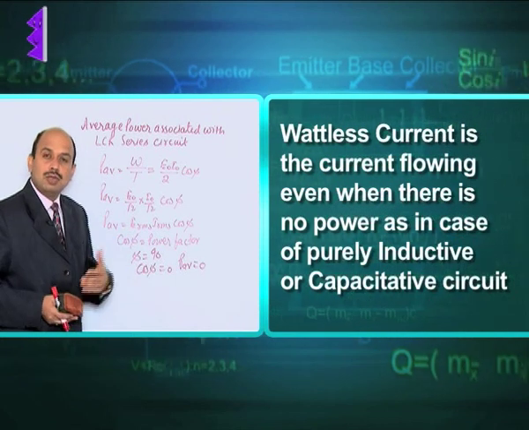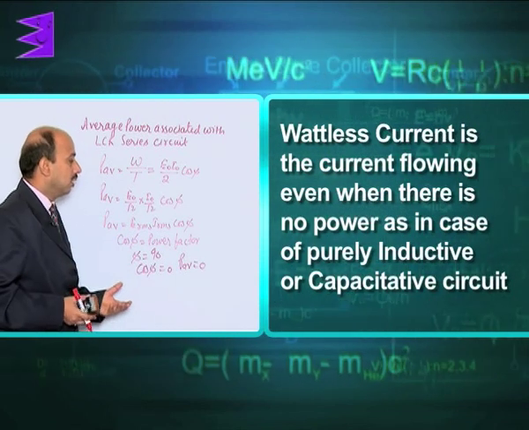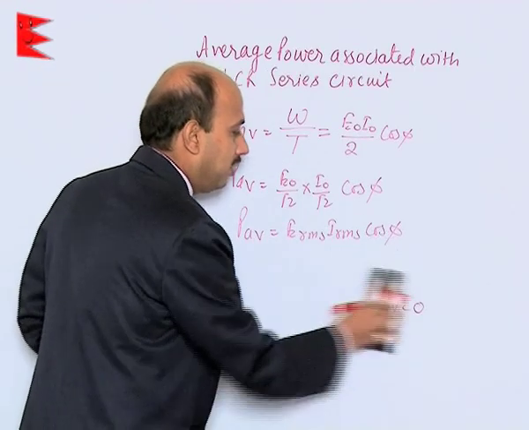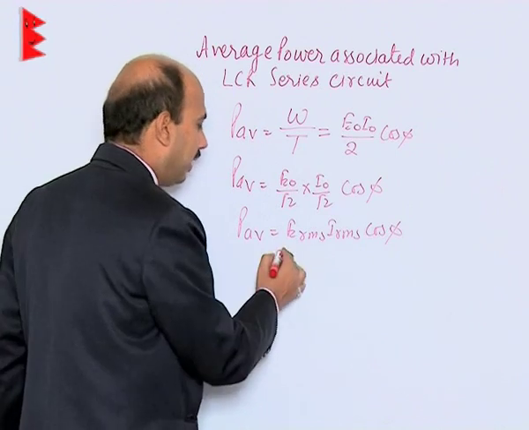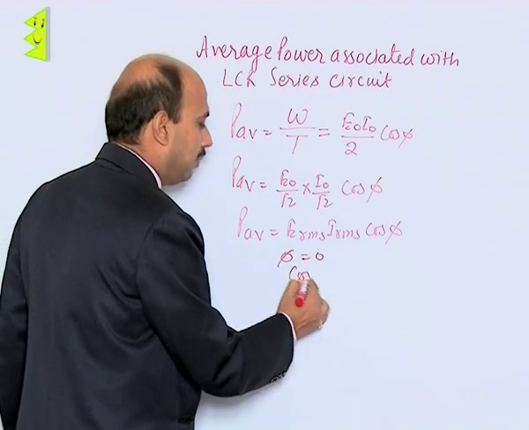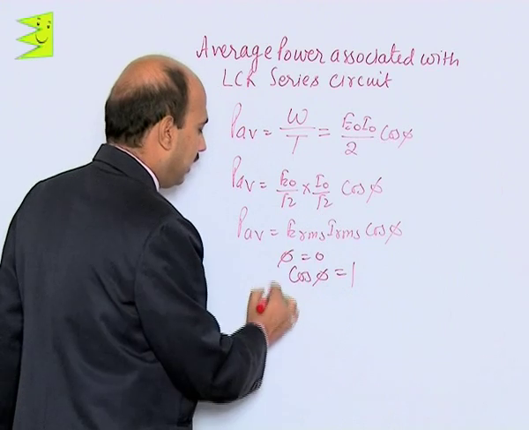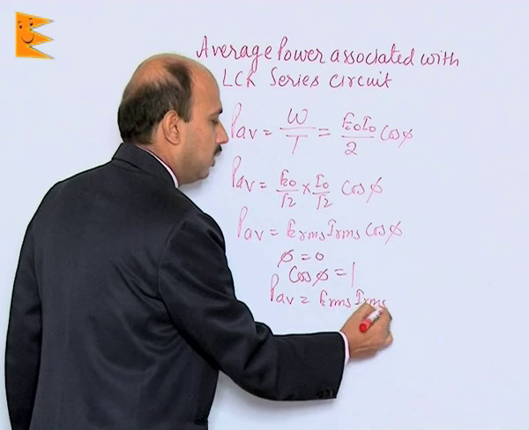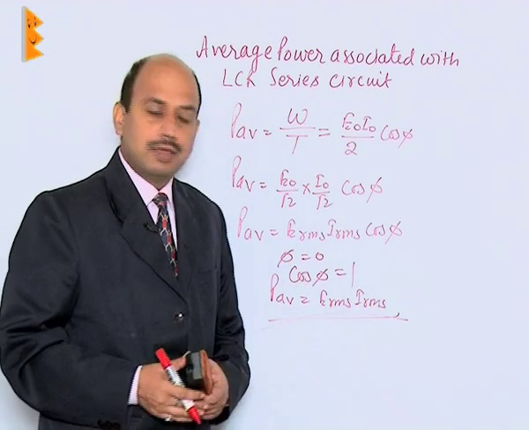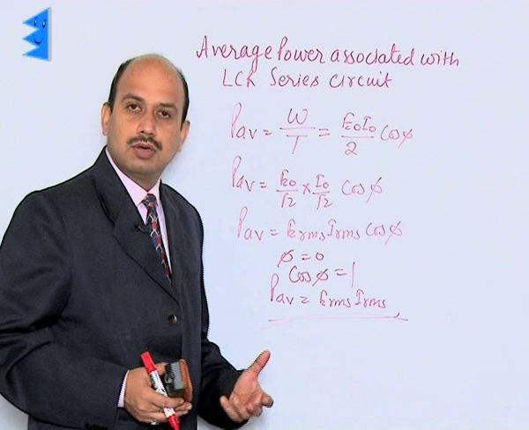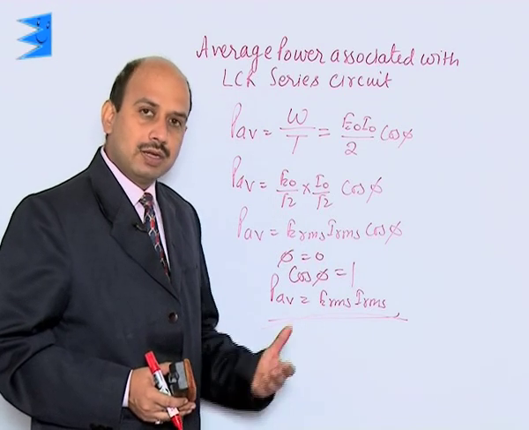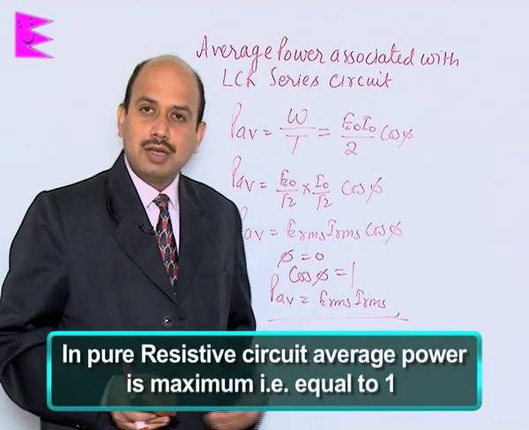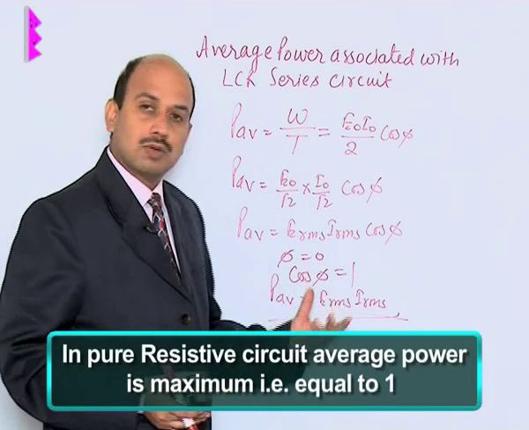Similarly, if it is only a pure resistance circuit, where only ohmic resistance is there, then φ is equal to 0, that means cos φ is equal to 1, and P average is equal to E_RMS I_RMS. So there is the maximum power in the pure resistive circuit. In the case of a pure inductive or pure capacitive circuit, average power is 0, whereas in a pure resistive circuit, average power is maximum, with cos φ equal to 1.